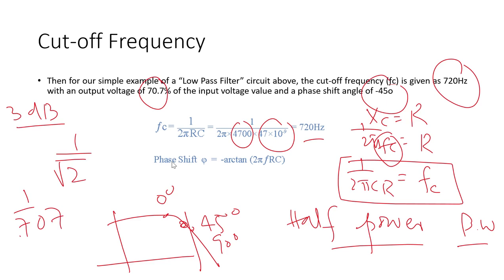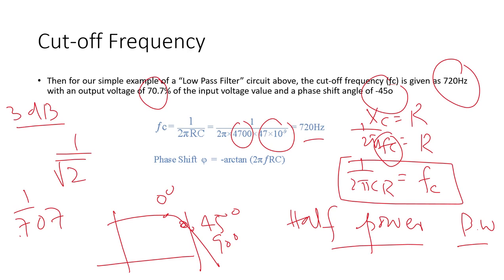So this is what happens if we increase the frequency, that the change in phase as well as voltage occurs. Check this thing by yourself: what is cutoff frequency, what is half power bandwidth, and why we use 45 degree as our half power.